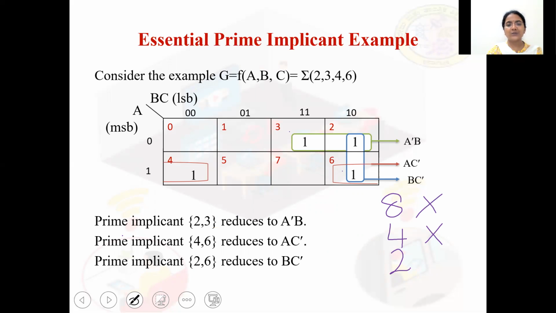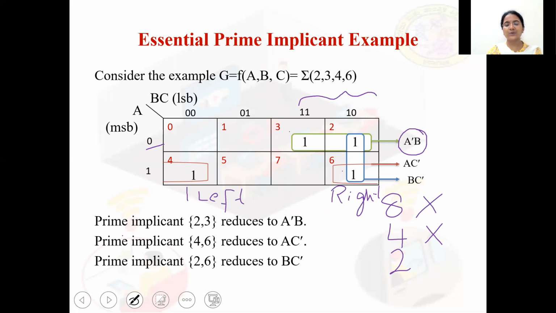We can make these 2, 3 cells, which are adjacent to each other, a pair, and we get the product term A bar from these two terms, and B. So A bar B. And when we group minterm 4 with 6, this is the leftmost cell and this is the rightmost cell. Both are logically adjacent because only one variable is changing here. So minterm 4 is adjacent to 6.